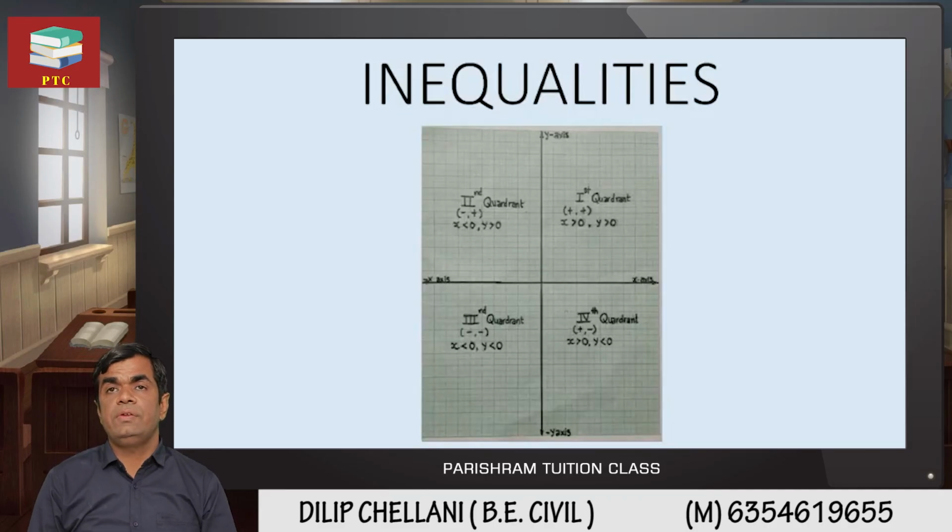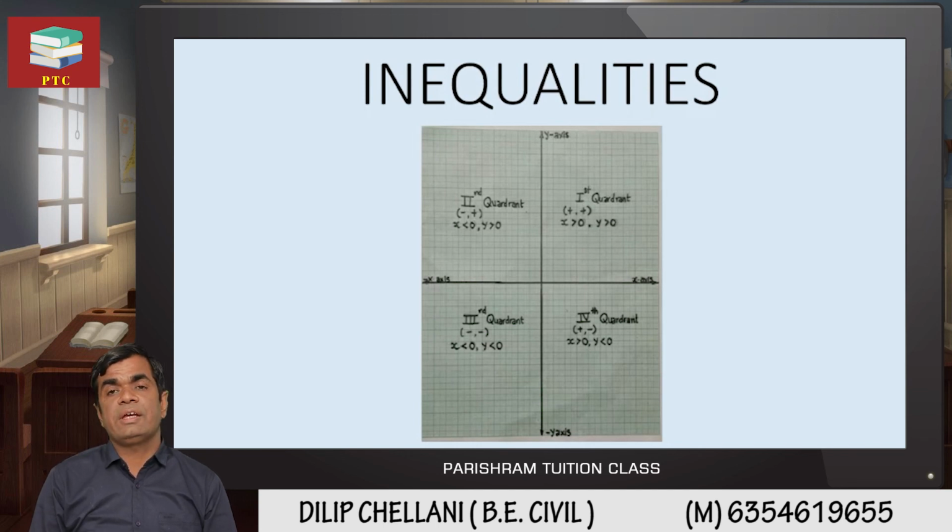Next is inequalities. Inequalities is a chapter related to graph and equations. You should know the quadrants, what are the quadrants in a graph, and also apply that basis in the equation. For example, first quadrant. In first quadrant, x greater than 0, y greater than 0. What does it mean? X is a positive number and y is also a positive number.